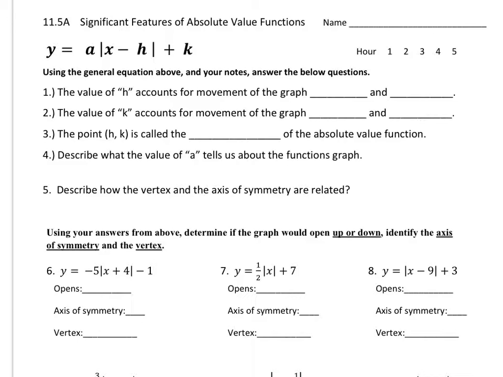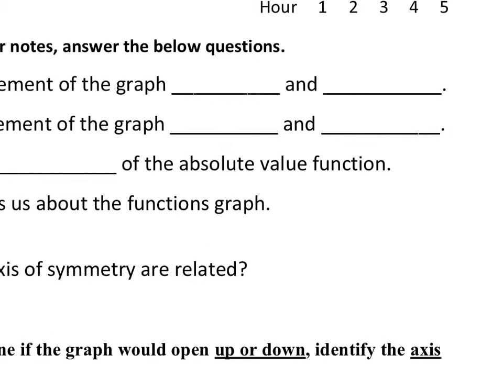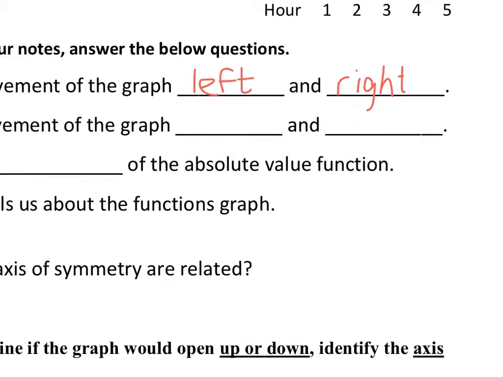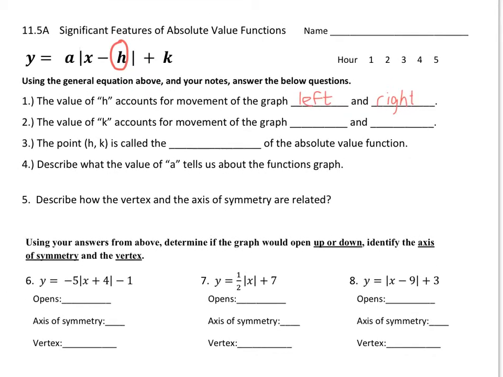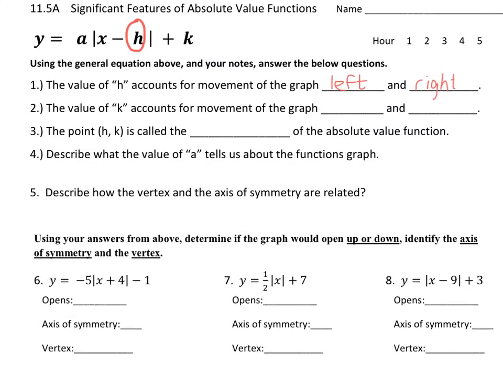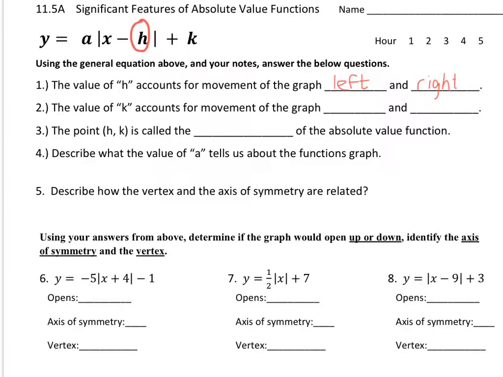So let's start by talking about 1, 2, and 3, and then we will go to the back page. So the value of h, which you can see right here, accounts for movement of the graph left and right. Just like we've seen in square root graphs, cubic graphs, and square graphs, all those types of things, that x minus h piece, the h shifts the graph left and right.